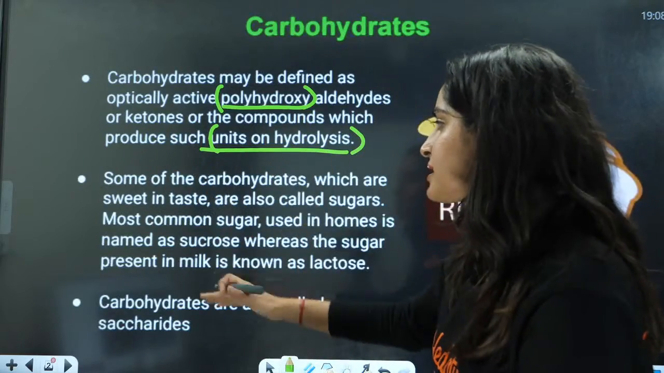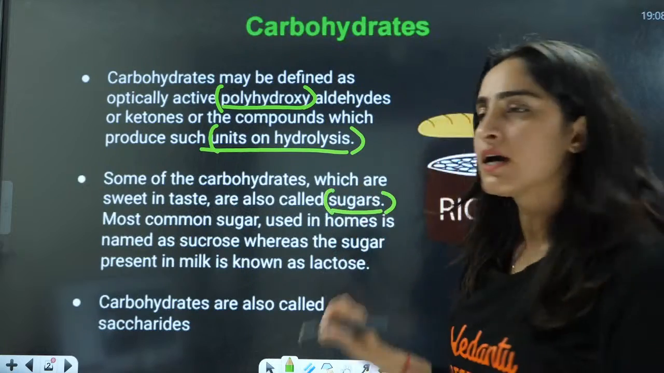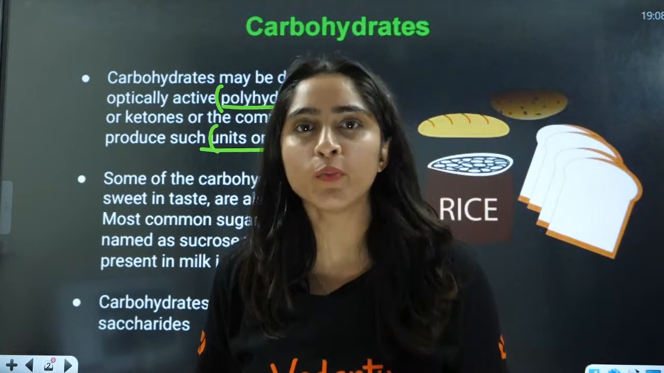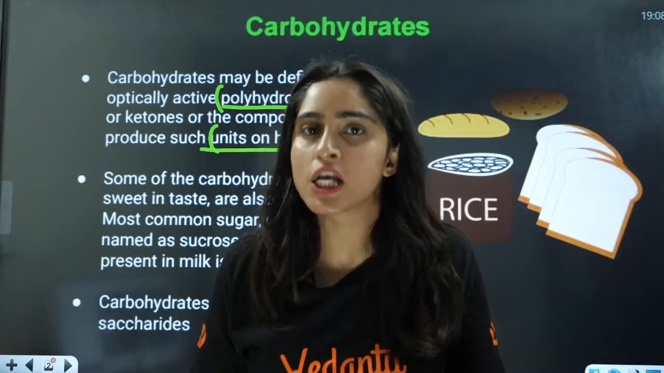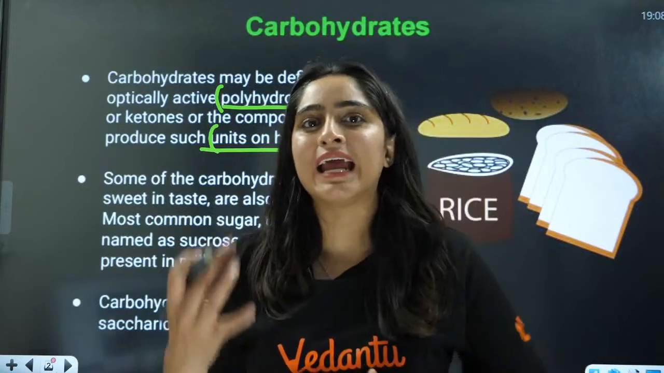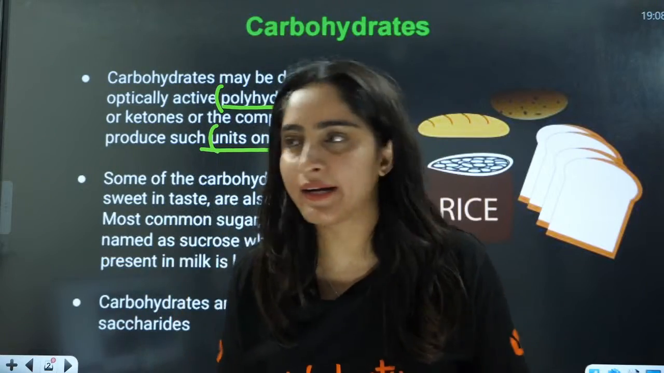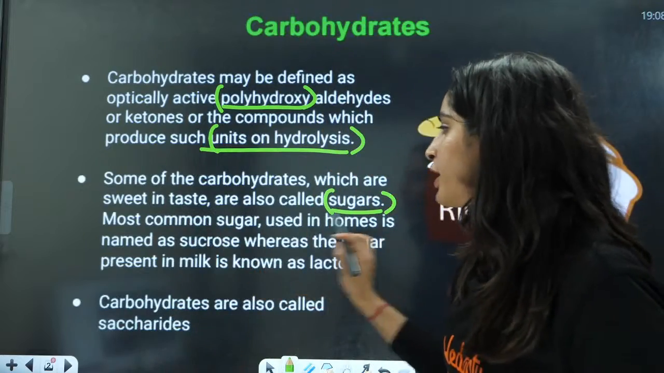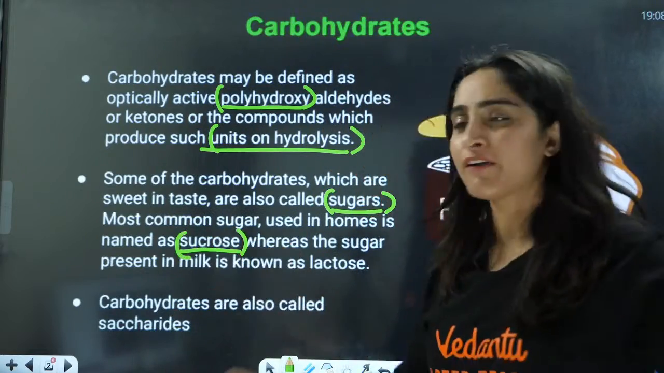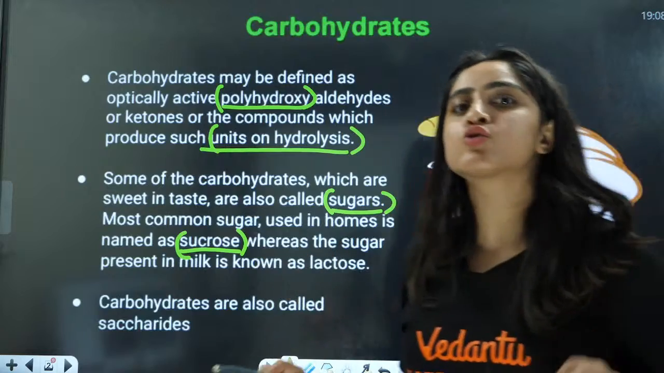Some of the carbohydrates are called sugars. So the sugar that you consume is also a carbohydrate. Wheat, grains, all these are carbohydrates, right? The most common sugar used in homes is sucrose. That we use at home is sucrose.